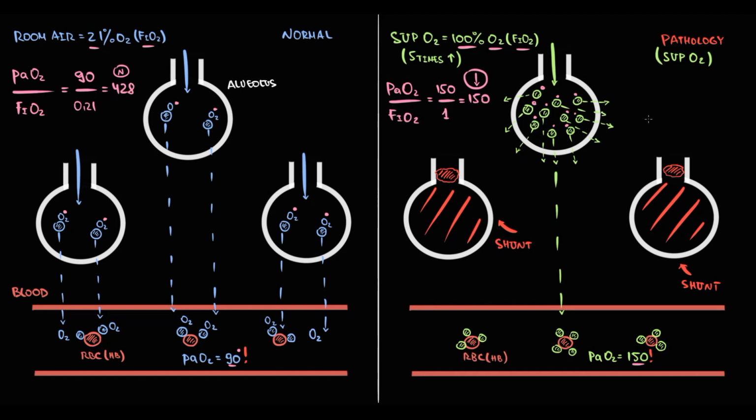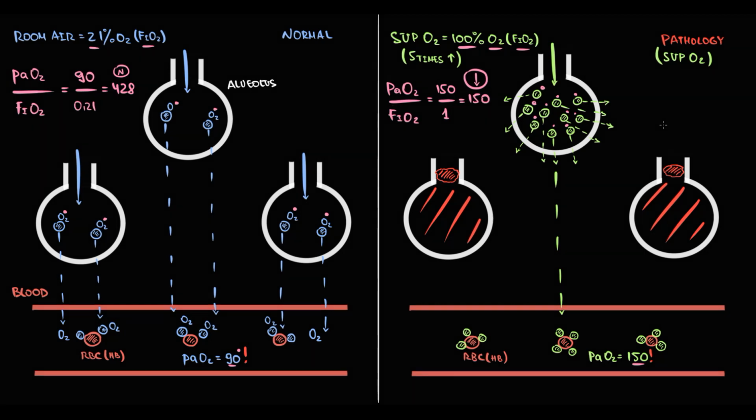But the problem is that when we see a patient, we do not know how many alveoli are not working. But we can determine partial pressure of oxygen, and also we can determine the fraction of inspired oxygen. And with the help of these two values, we can say how badly lungs are injured.